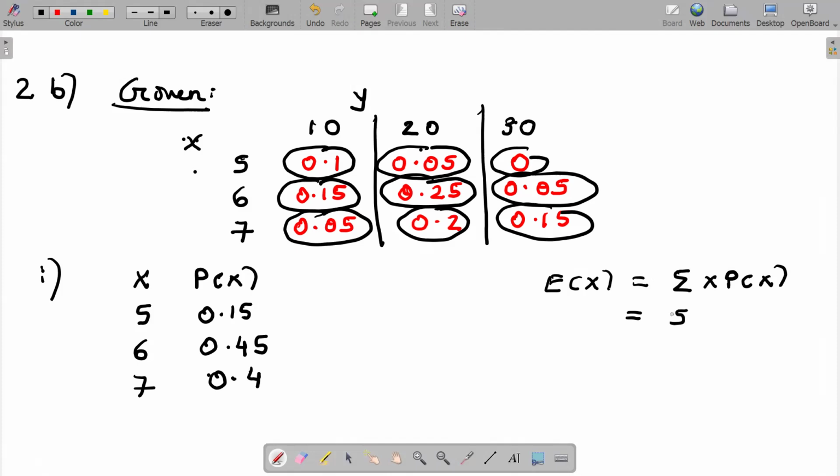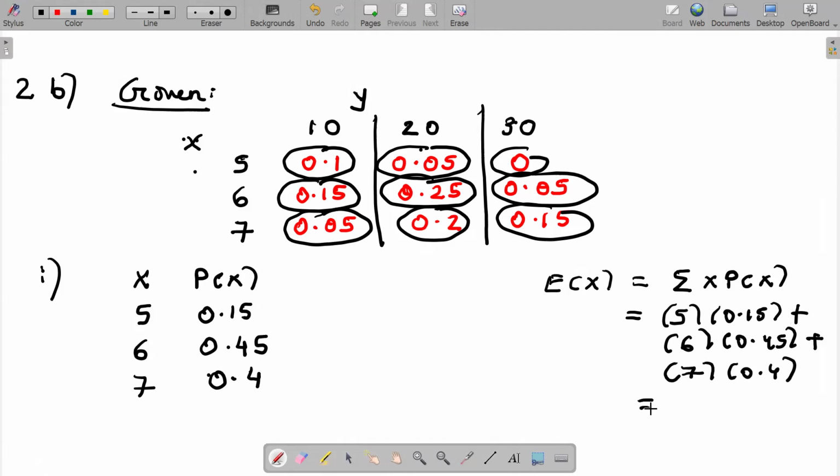This is 5 into 0.15 plus 6 into 0.45 plus 7 into 0.4. Now students can use your calculators and verify that the expected value of x comes out as 6.25. So this is my answer for expected value of x.